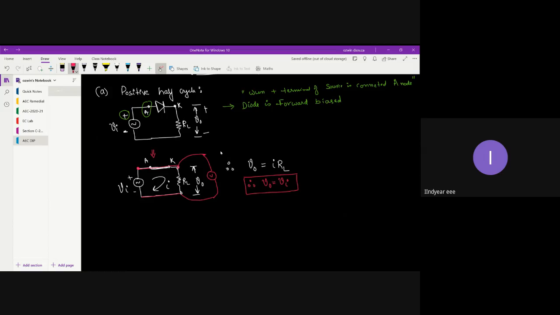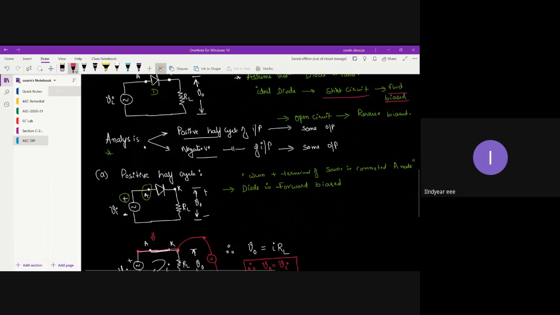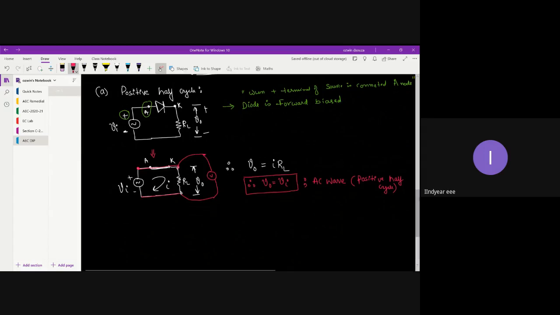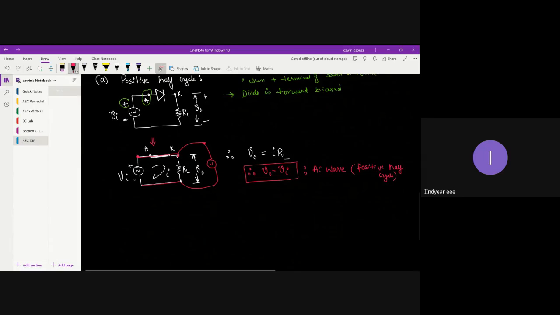So remember one thing, what did I say? In the analysis, we consider the positive half cycle of the input and we try to take out the output. So here we are. This is our output. So what is your output? Your output is equal to input. That means it is an AC wave. So your output is nothing but input. Since input is an AC waveform, the output is also an AC waveform. So in brackets you can write positive half cycle. All right, fine. So that's about the positive half cycle.